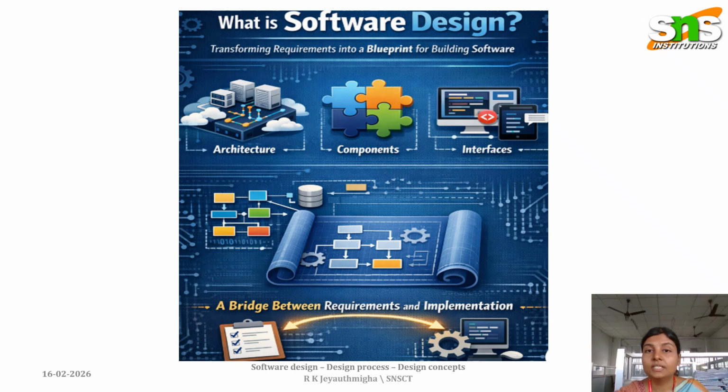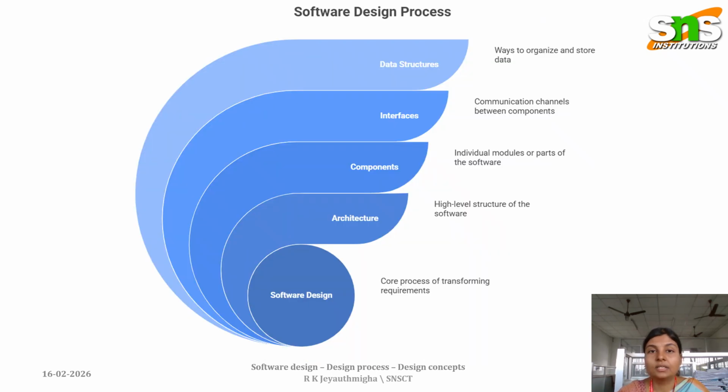So what is software design? Software design is transforming requirements into a blueprint for building software. It is a bridge between requirements and implementation. The software design process has these hierarchies. It has the architecture, components, interfaces, and data structures.